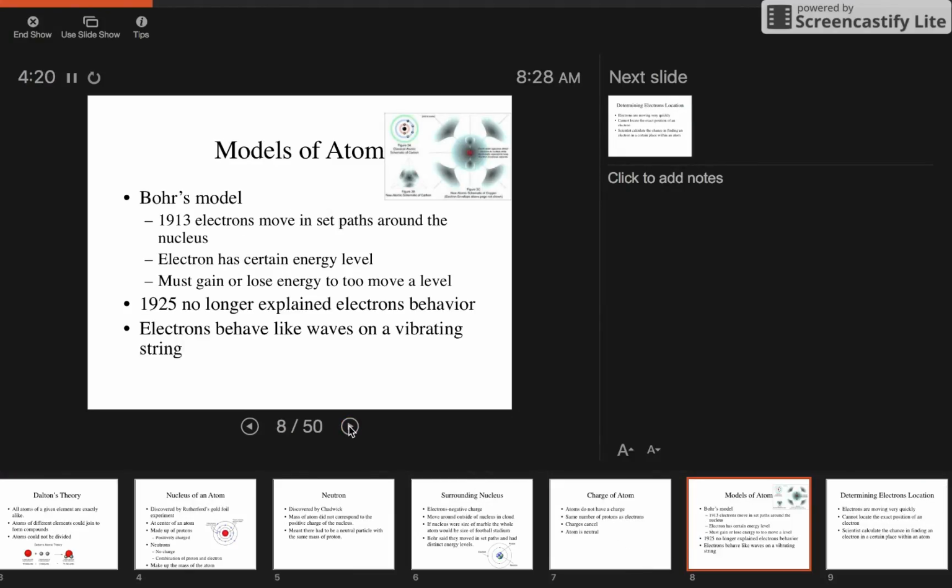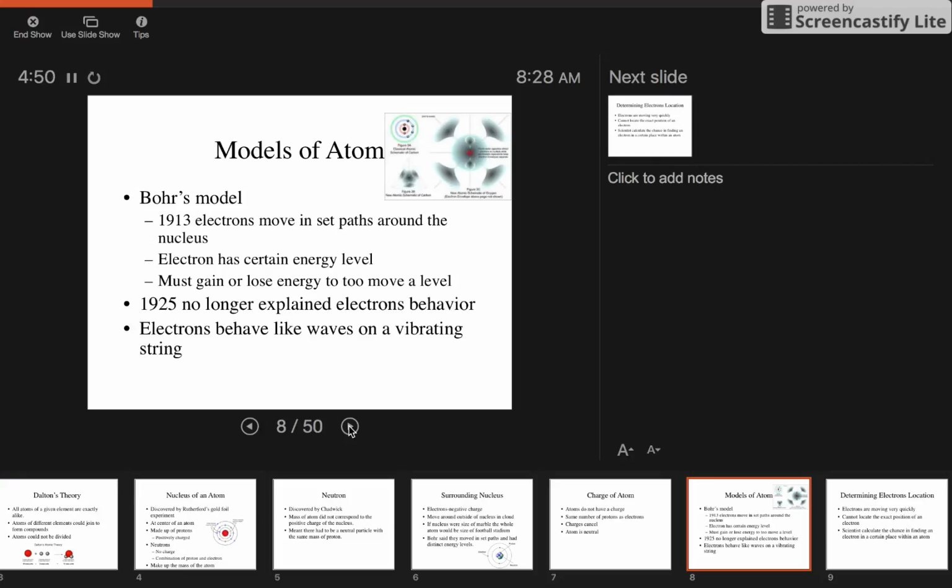Bohr's model, his model he came up with in 1913. He said the electrons moved in set paths around the nucleus. A picture of that was on the previous slide. And he also said that electrons had specific energy levels. He was correct that electrons have specific energy levels, but he was incorrect in the idea that they moved in set paths around the nucleus, kind of like planets orbiting the sun. So that was an incorrect idea.